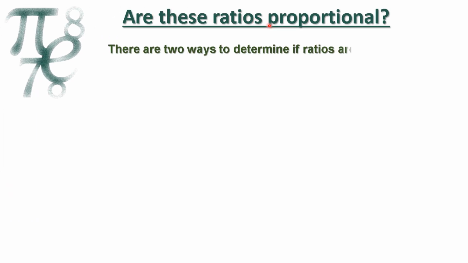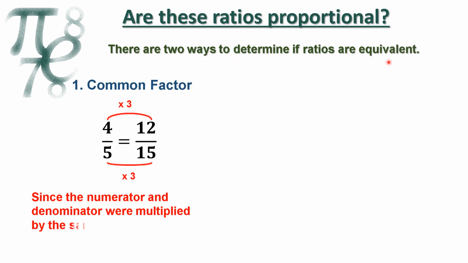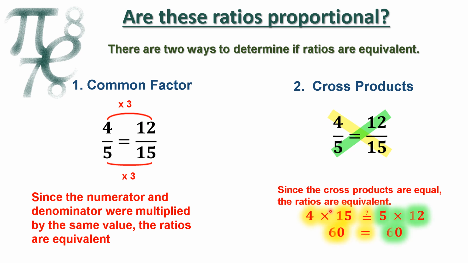Are these ratios proportional? There are two ways to determine if ratios are equivalent. Common factor: since the numerator and denominator were multiplied by the same value, multiply by 3, as you can see, the ratios are equivalent. Second one, cross products. Since the cross products are equal, the ratios are equivalent. 4 multiply 15 equals 5 multiply 12, then the ratios are equivalent.